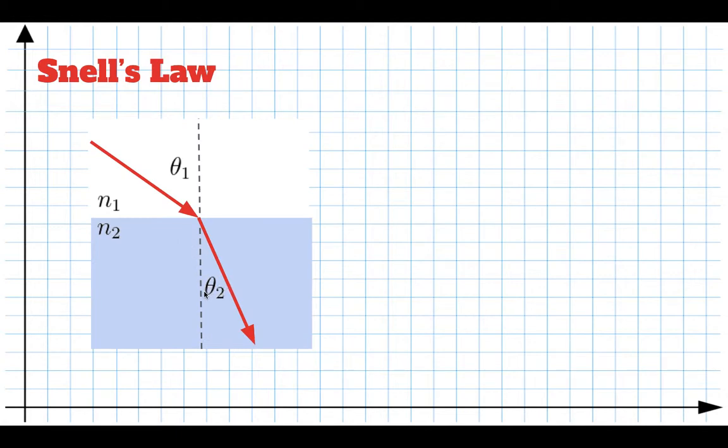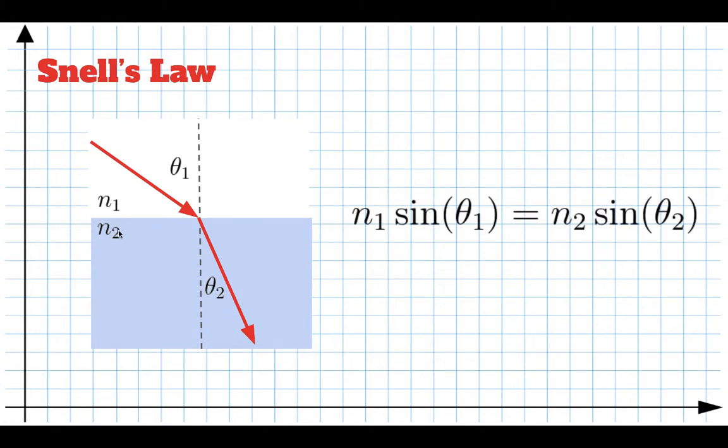It takes a little bit of calculus to derive this equation, which is beyond the scope of this course. But it's not hard to show that the relationship between theta 1, theta 2, and N1 and N2 is given by what is called Snell's Law. So this is the law we're going to use. The product of N1 times the sine of theta 1 is always equal to the product of N2 times the sine of theta 2. So when light is refracted, it follows this rule right here.